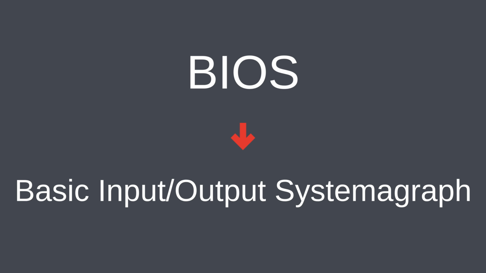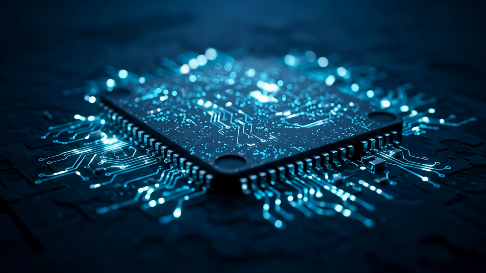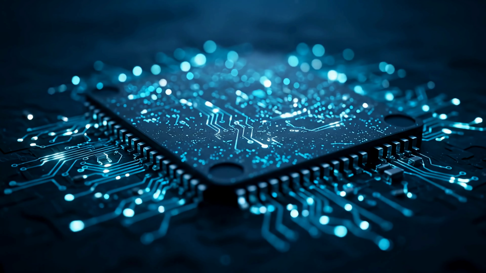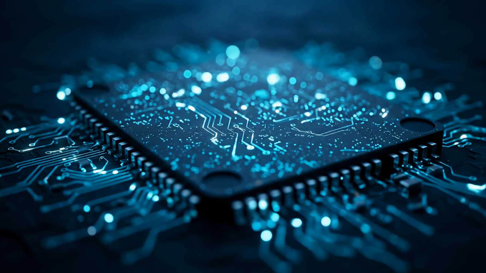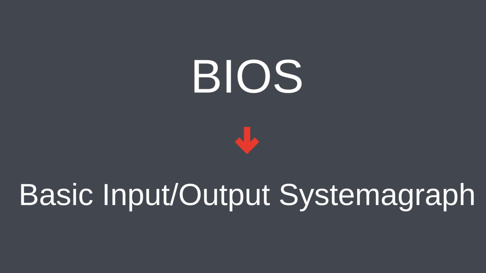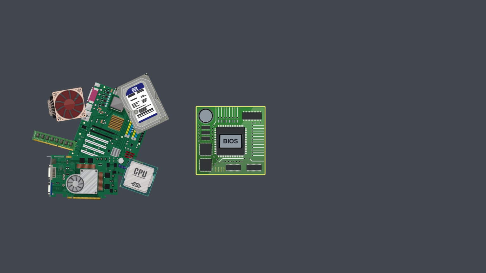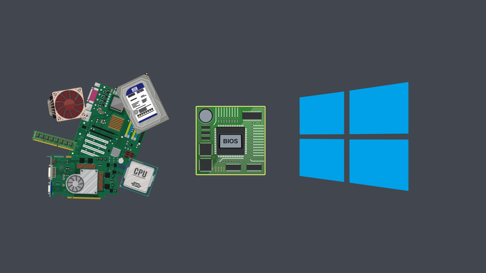BIOS stands for Basic Input-Output System. It's a small piece of firmware, which means it's software stored on a hardware chip on your motherboard. It's the invisible layer that connects your hardware to your operating system. Let's break down how it works. Think of it as a translator between your hardware and your operating system. The CPU, memory, and drives don't know how to talk to your Windows or Linux directly. The BIOS provides the basic instructions that make that communication possible.